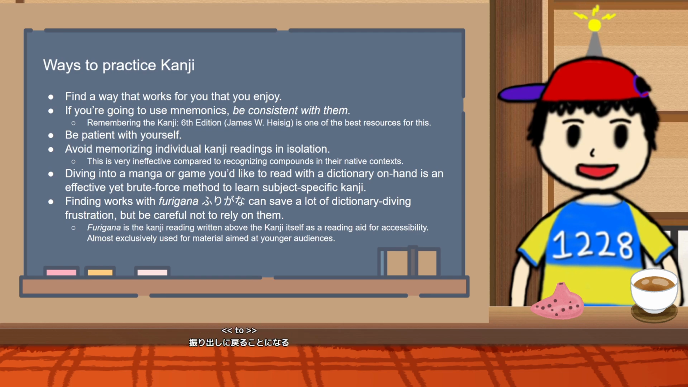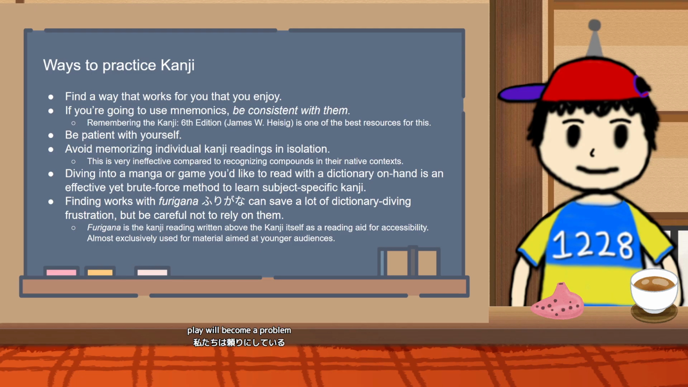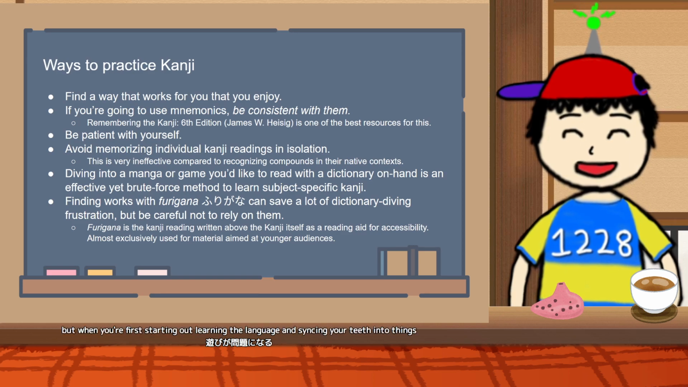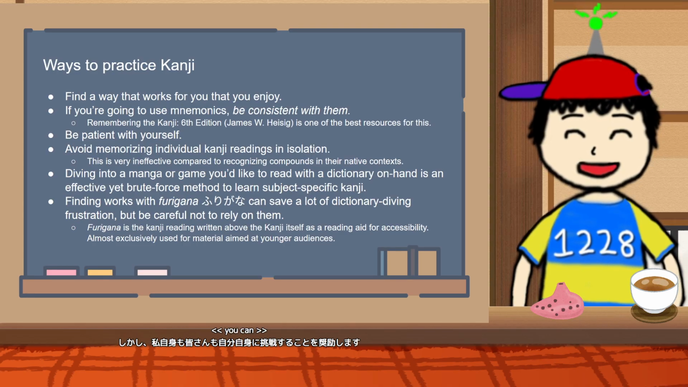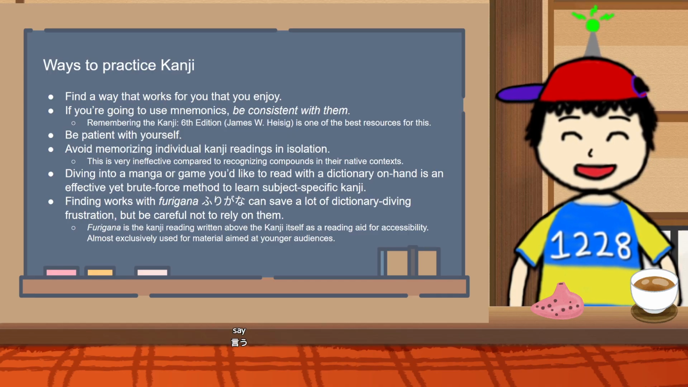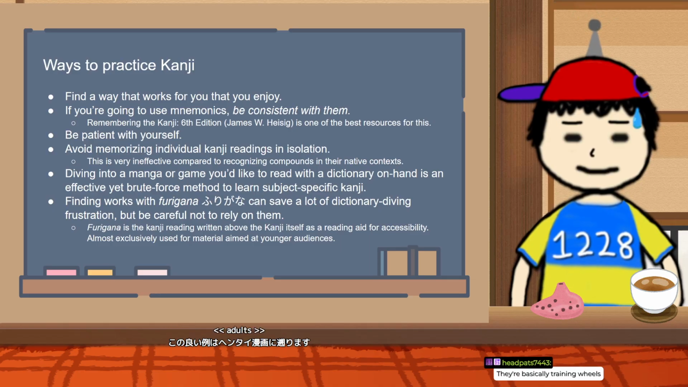It's very easy to always take the easy way out and just only read the hiragana. However, again, context and repetition come into play, as well as self-discipline. If you exclusively rely on hiragana, then yes, it will become a problem. But when you're first starting out learning the language and sinking your teeth into things, hiragana are okay. But I encourage you, as well as myself, to challenge yourself. Try disabling hiragana if you can, or try reading something without hiragana. A really good example of this comes back to hentai manga. Because hentai manga are exclusively for adults, you're not gonna find any hiragana there, like ever. They're basically training wheels, yes.